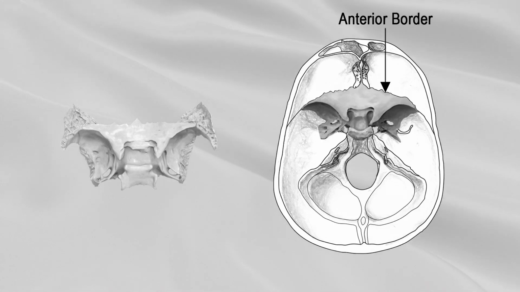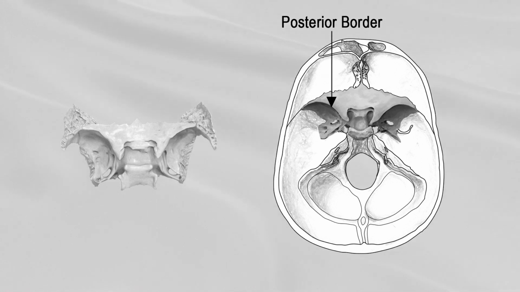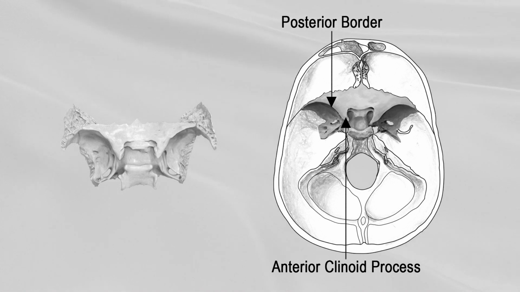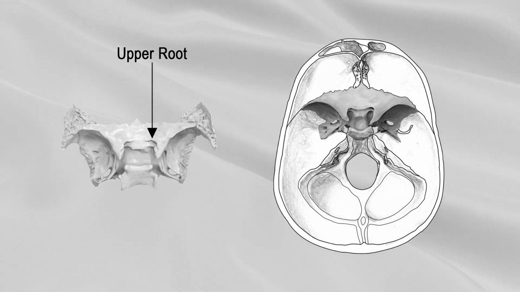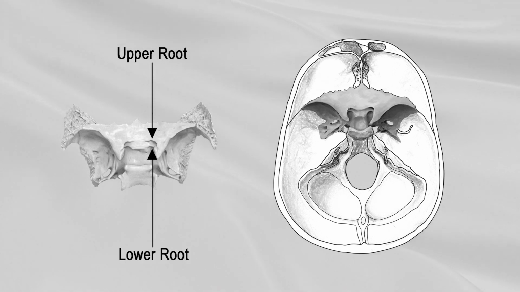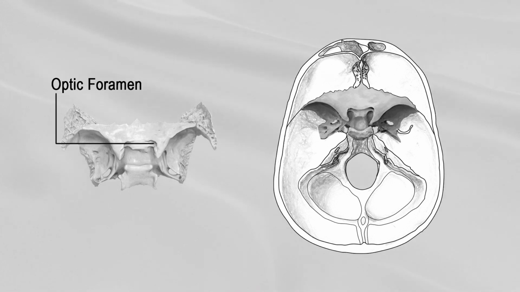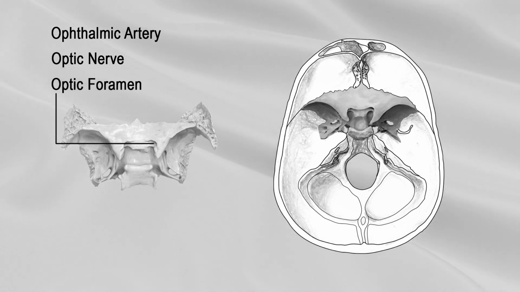Lesser wings, borders. The anterior border is serrated for articulation with the frontal bone. The posterior border, smooth and rounded, is received into the lateral fissure of the brain. The medial end of this border forms the anterior clinoid process. The lesser wing is connected to the body by 2 roots, the upper thin and flat, the lower thick and triangular. Between the 2 roots is the optic foramen, for the transmission of the optic nerve and ophthalmic artery.